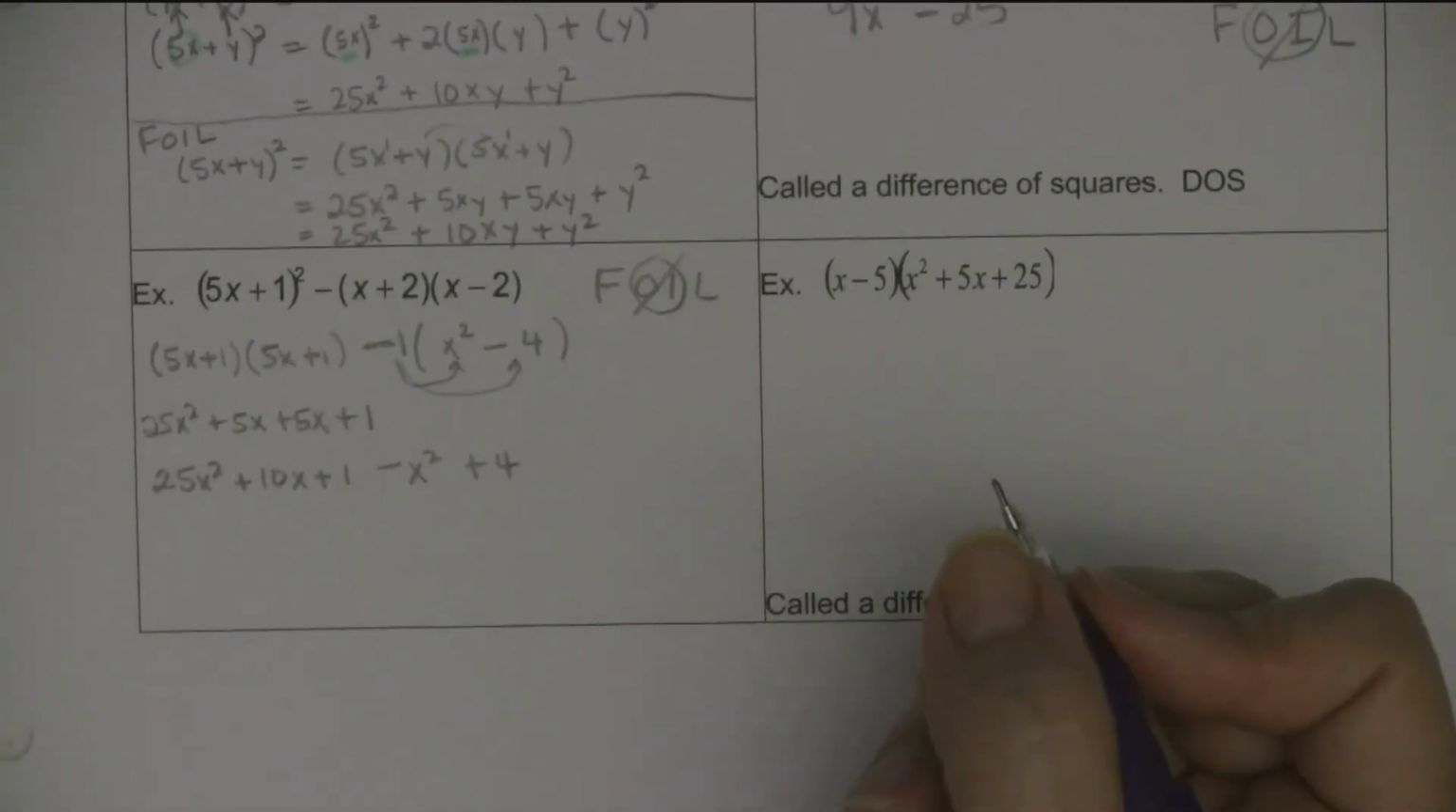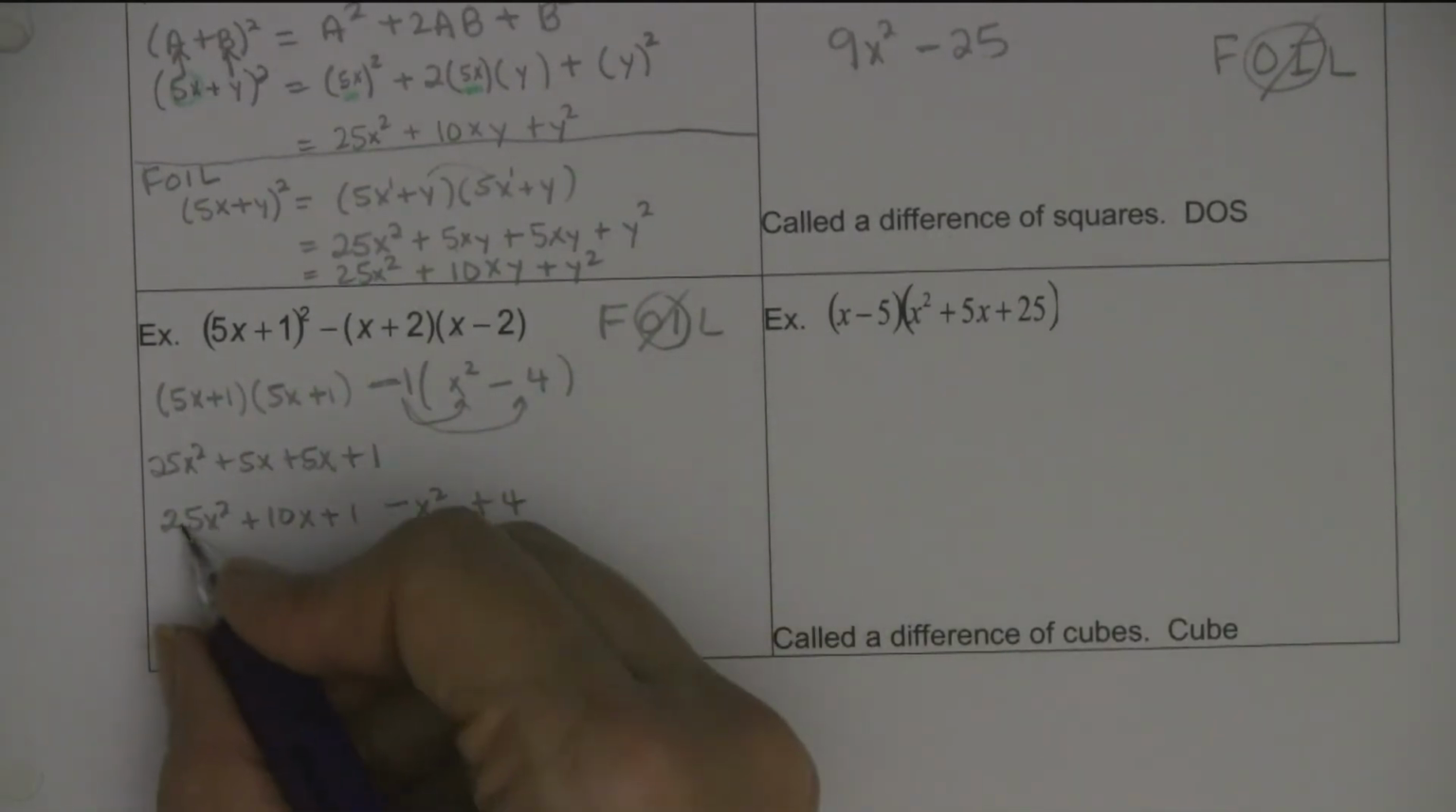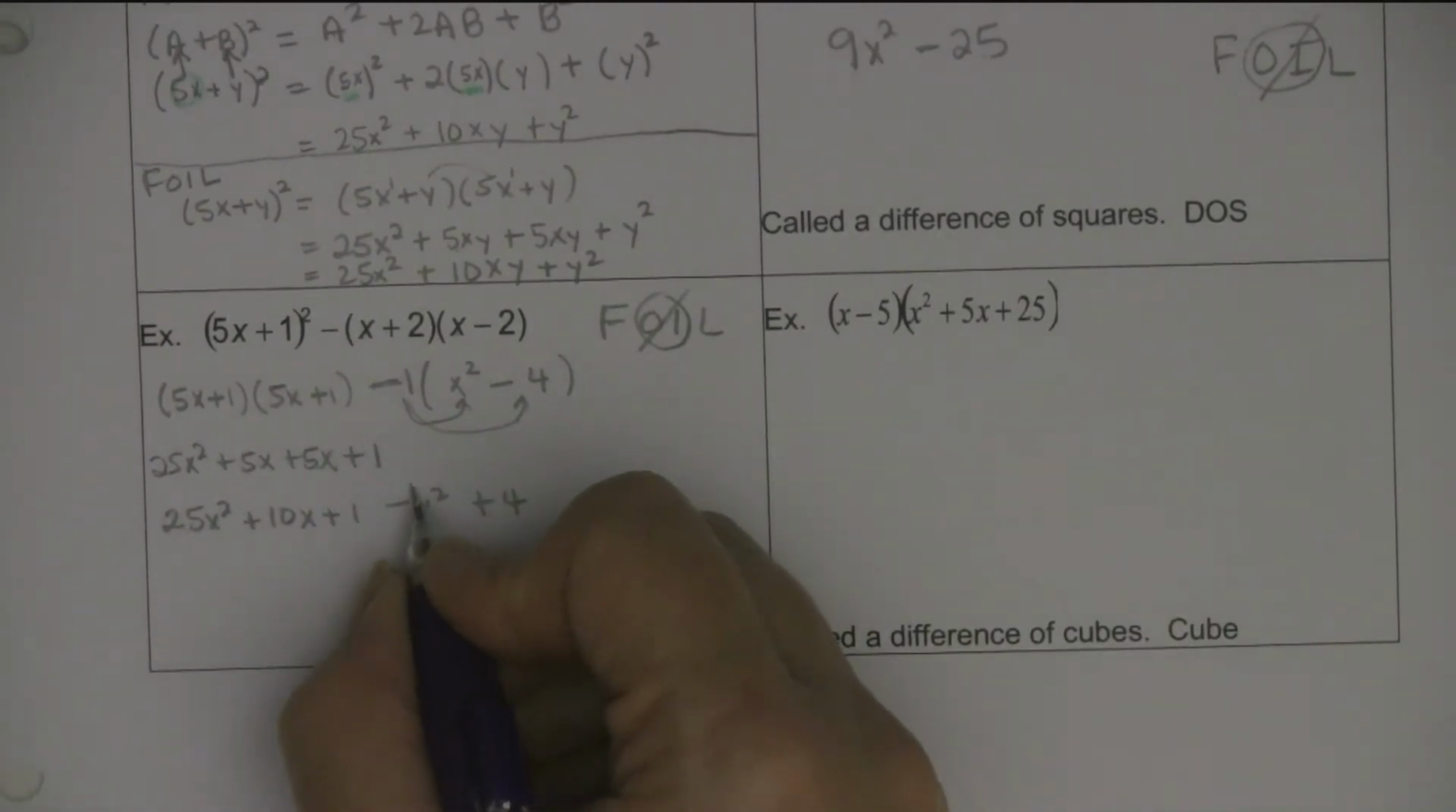And then now I'm ready to combine like terms. 25x squared, take away 1x squared.